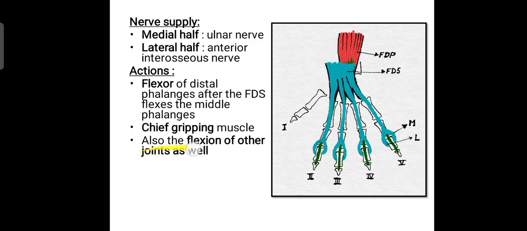Then also, it helps in the flexion of the other joints like the metacarpophalangeal joints, because when it is pulled, it will create a tension over all these joints, right? The metacarpo-interphalangeal joints. Then we have the wrist joint. So it creates a pulling over all these joints and it aids in the flexion of all these joints here.